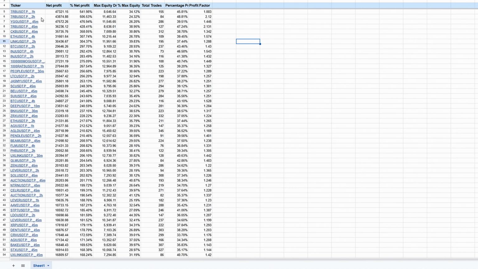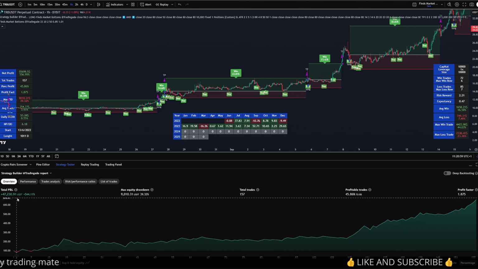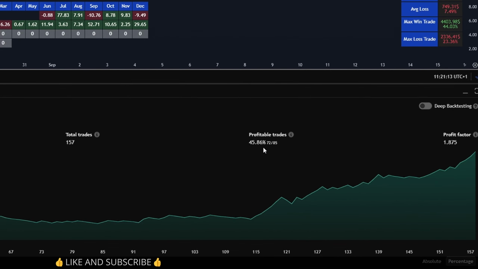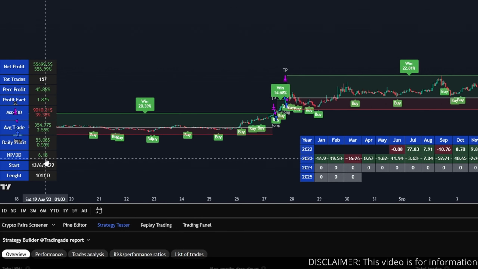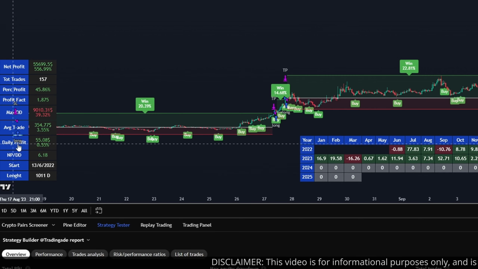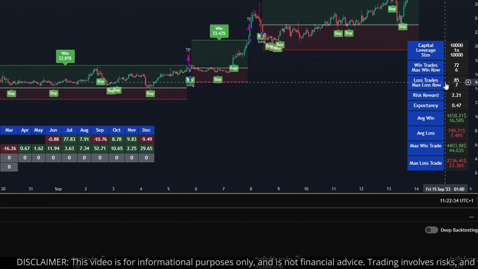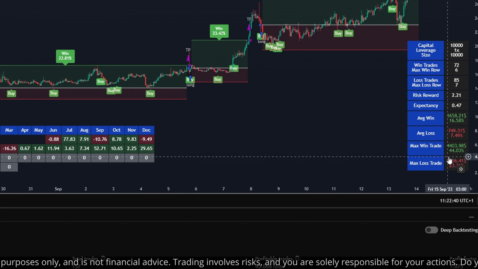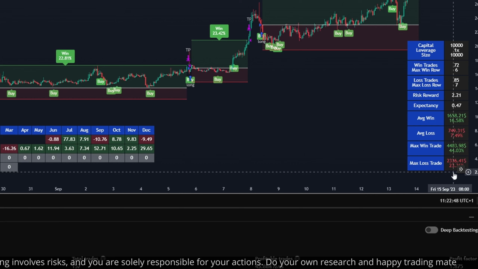We're gonna start to analyze the top performing asset. As you can see, guys, we have a spectacular rising equity line. The total net profit is 544%, 39% max drawdown, 157 trades, 45.86% win rate, and 1.87 profit factor. The net profit to drawdown ratio is 6.18, which is a high value. The daily profit is 0.55% on average, max win row 6, max loss row 7, pretty balanced ratio, expectancy 0.47, another amazing value, max win trade 44%, absolutely amazing, while the max loss trade is 23.36%.